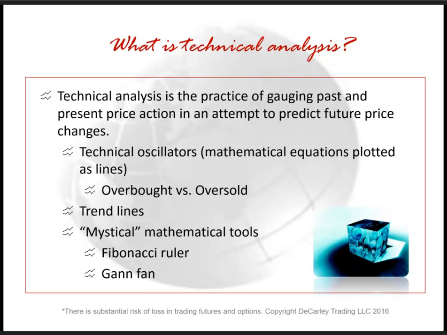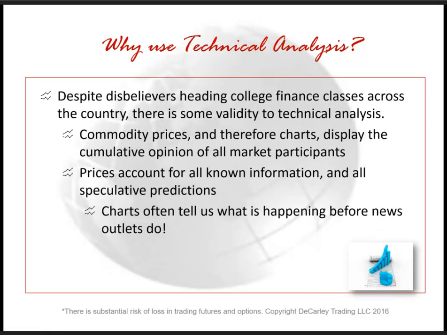Trend lines is also a popular technical tool. And there are also mathematical tools that seem absolutely crazy on the surface, but for some odd reason they tend to work more than they don't, such as the Fibonacci ruler and Gann fan. We don't have time to cover each and every technical tool available today. We're going to stick to oscillators and the main ideas, but I just want to introduce the fact that there are alternative ways to do things.